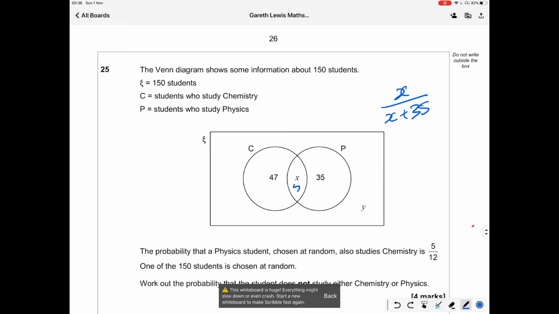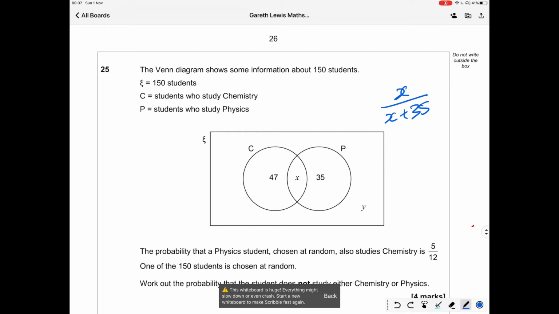If there were 5 students who were studying physics and chemistry, then the calculation would change to 5 over 40, because the number in the intersection of the physics and chemistry sets, that's those people who study both subjects, would be 5, and the number in the set P, which includes both the people who only study physics and the people who study physics and chemistry, would be 40. So the probability then would be 5 over 40. But we're told that it's 5 over 12.